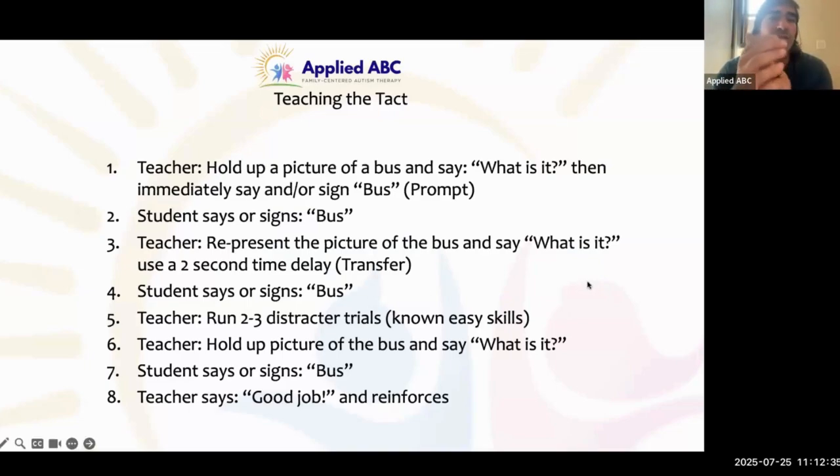Teaching the tag. Teacher holds up a picture of a bus and says, "What is it?" Then he immediately says or signs bus. Student says or signs bus. That's errorless. Teacher represents the picture of the bus and says, "What is it?" Give them a little chance to respond. Student says or signs bus.